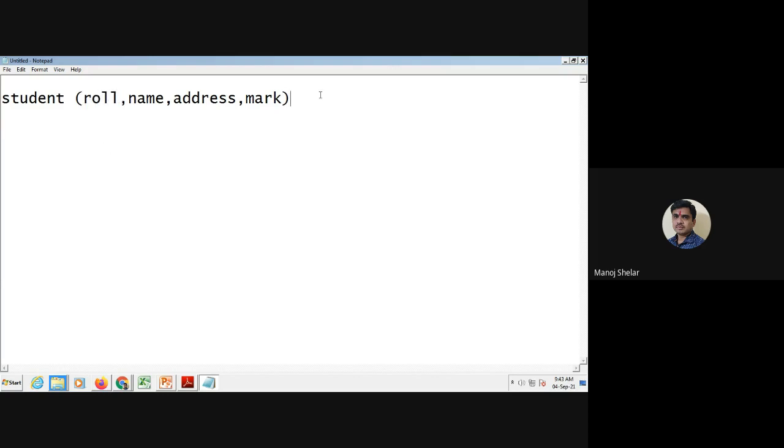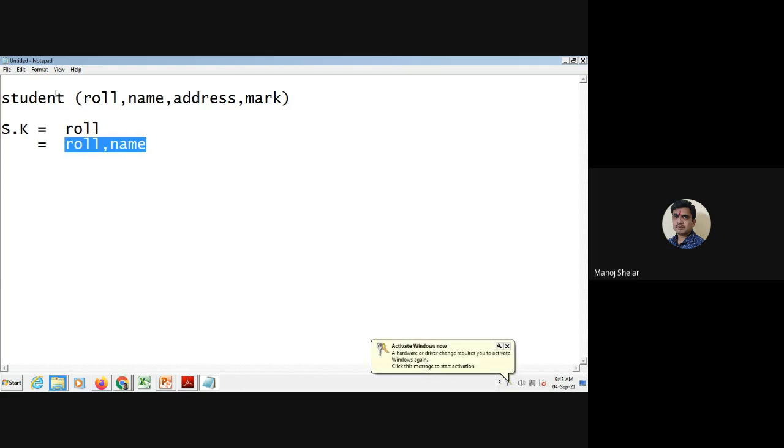Then find out the super key of this relation. Roll number is a key attribute, so as per the requirement, roll number is a super key. No problem. Second, suppose super keys as per the user requirement: roll number, comma, name is a super key. No problem. Roll number and name is a super key because a key attribute is available in this set.